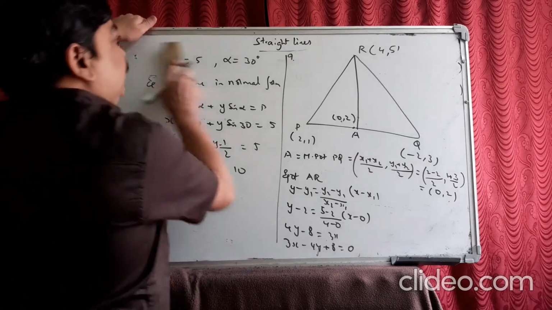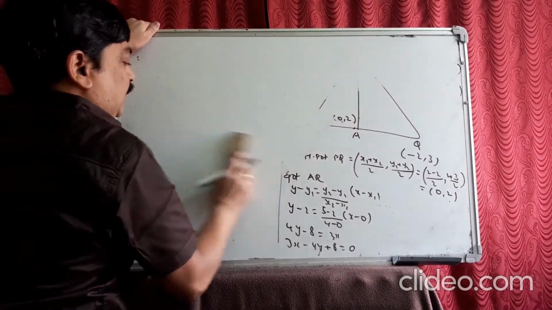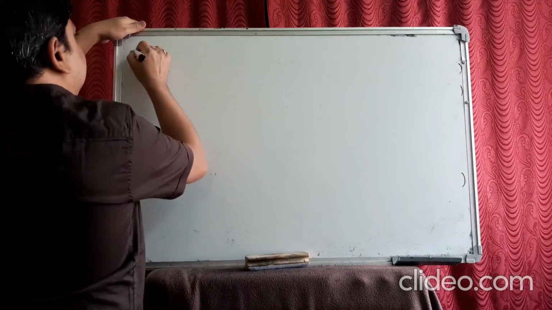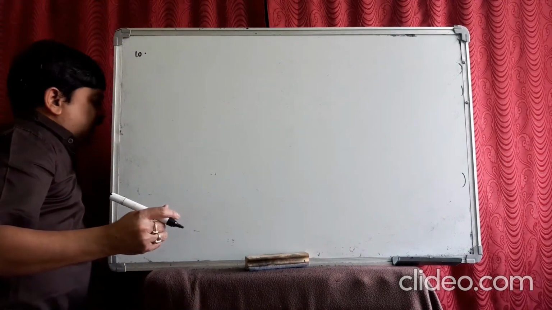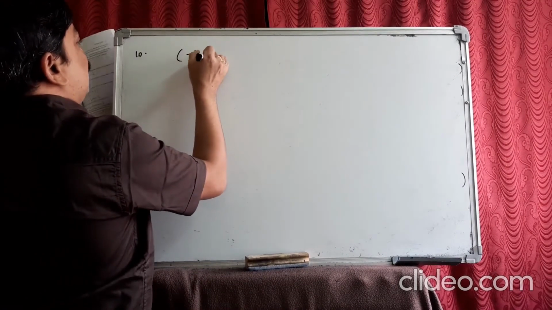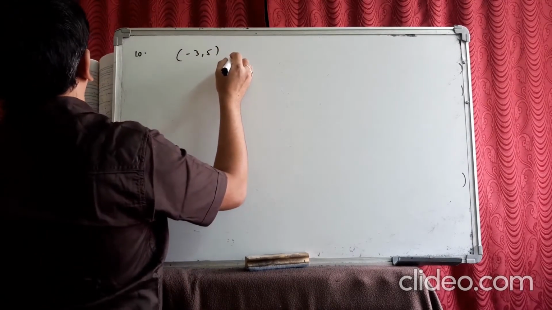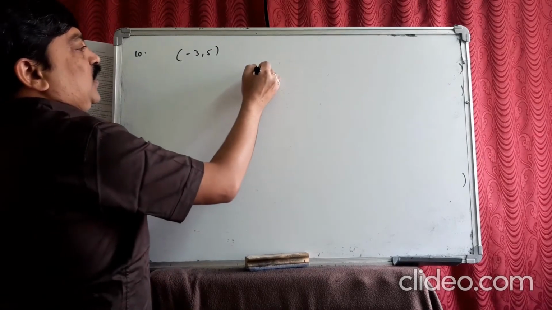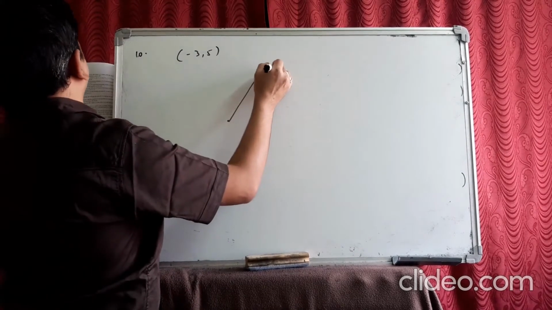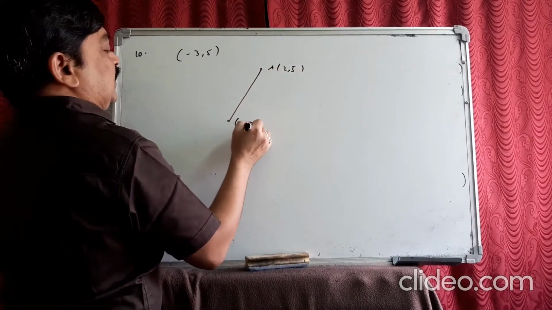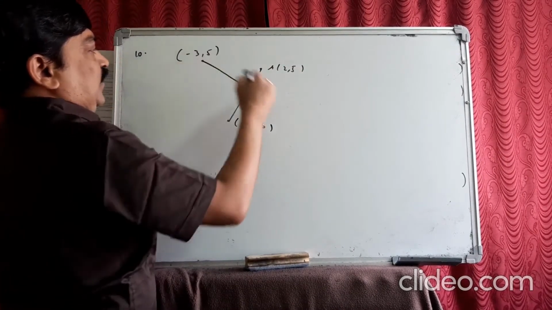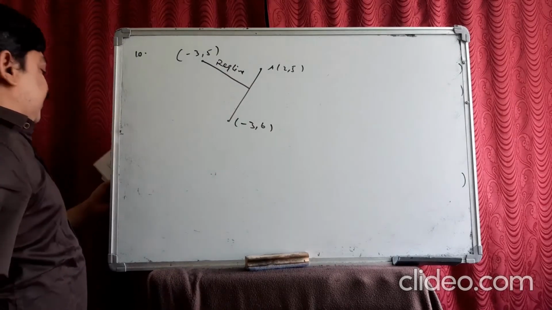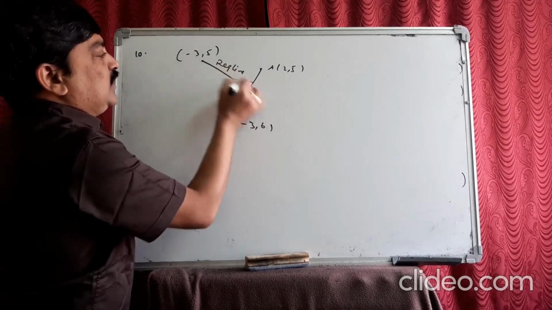Now see the 10th question. Find the equation of the line passing through (-3, 5) and perpendicular to the line joining the two points (2, 5) and (-3, 6). So there are two points here, (2, 5) and (-3, 6), and this is the required line, which is perpendicular to our line.